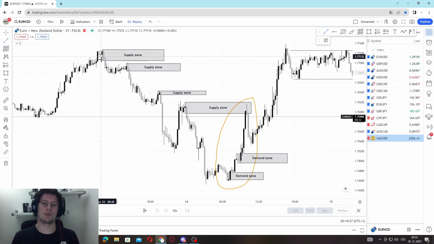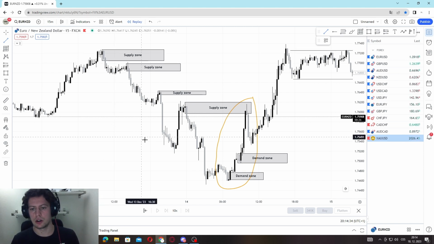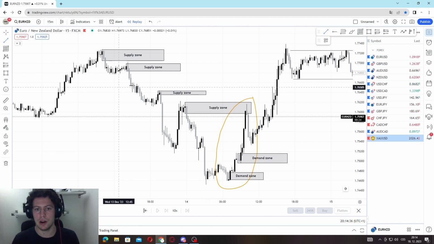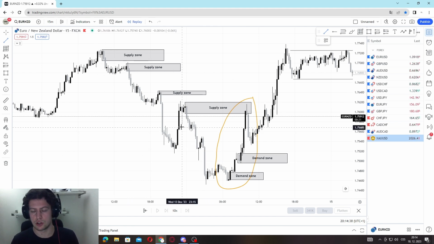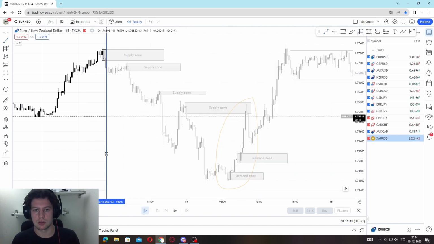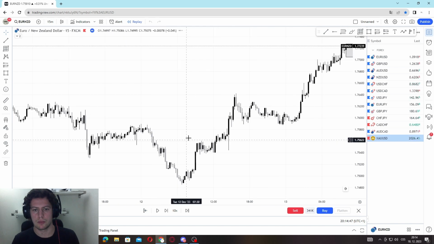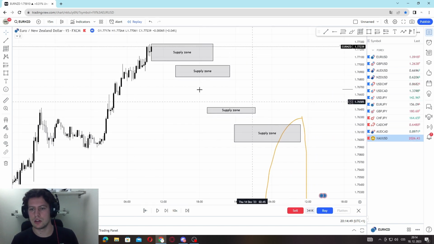It's basically the market structure: lower lows, lower highs, higher lows, higher highs. So here we are. We know it. We are in a bearish downtrend. Sorry, now we are in a downtrend. I will replay it so you can't see it. Like this, you can see.